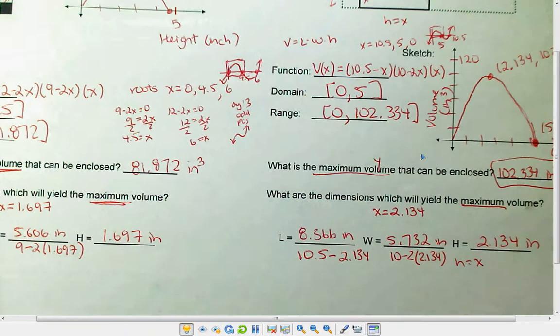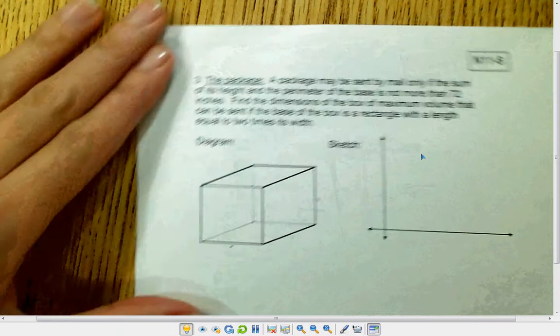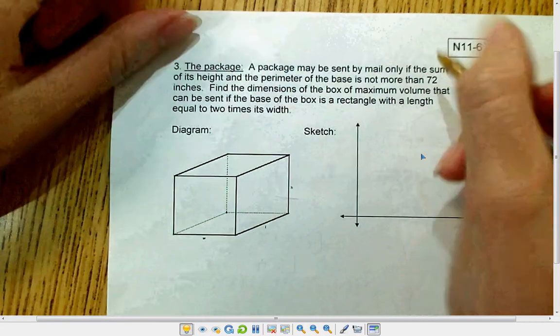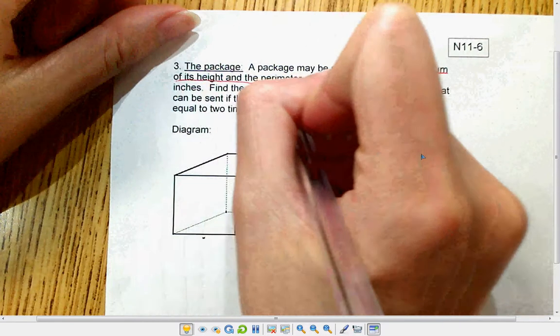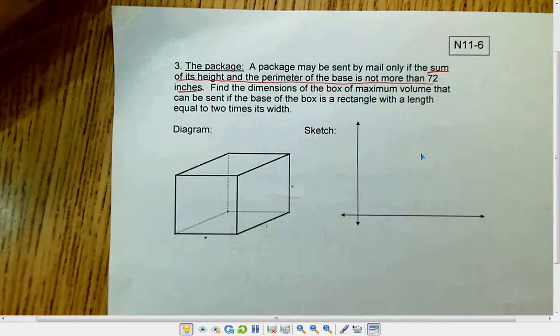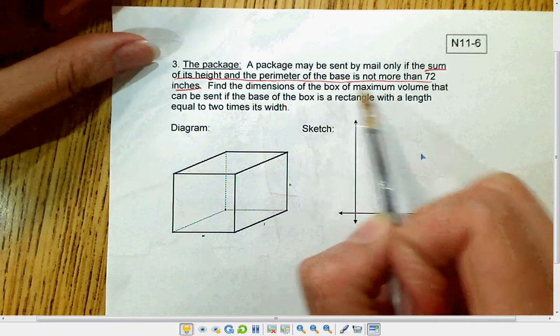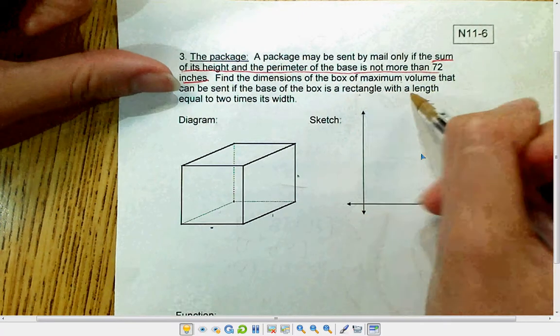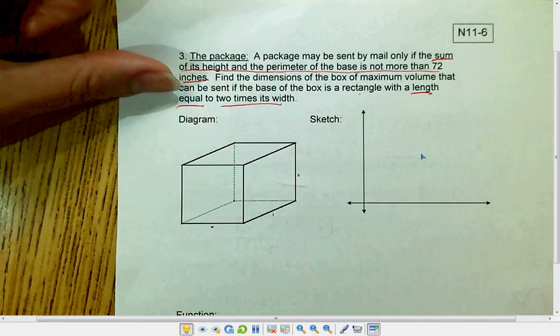Okay. One last problem. So now we have a package. A package may be sent by mail only if the sum of its height and the perimeter of the base is not more than 72 inches. Find the dimensions of the box of maximum volume that can be sent if the base of the box is a rectangle with a length equal to 2 times its width.